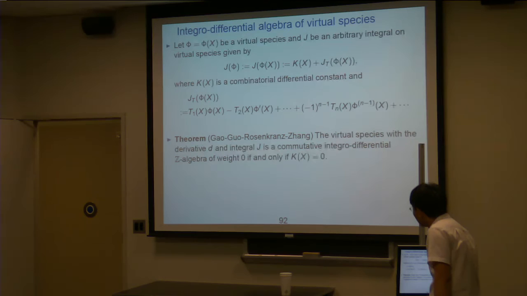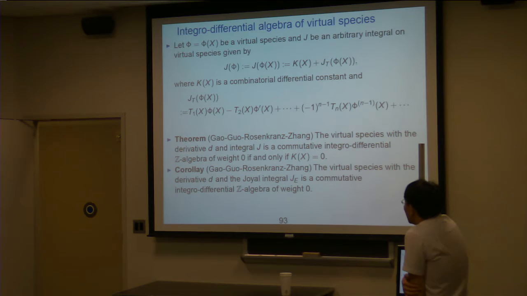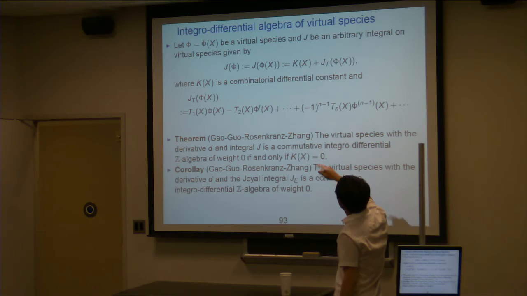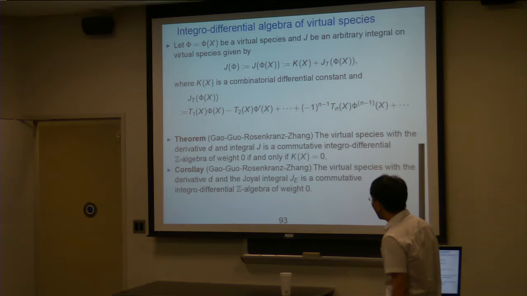So the virtual species with the derivative and the Joyal integral, where the Joyal integral takes tau equal to E and the constant to zero. It is the Joyal integral. So it is a Rota-Baxter algebra. It is an integral differential algebra. It is also a Rota-Baxter algebra.